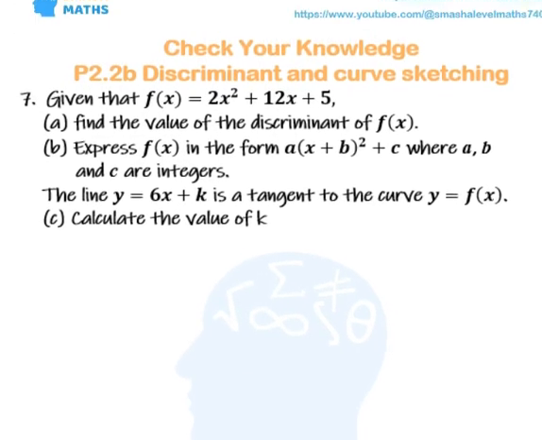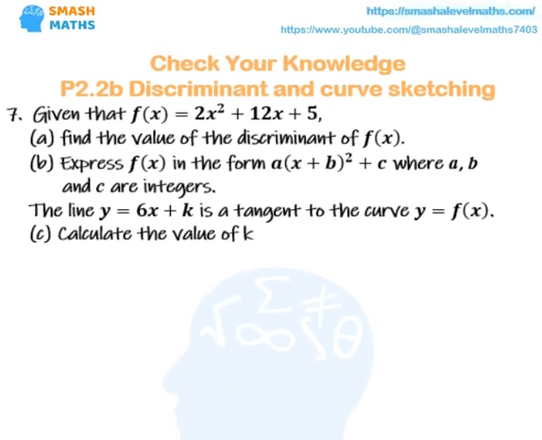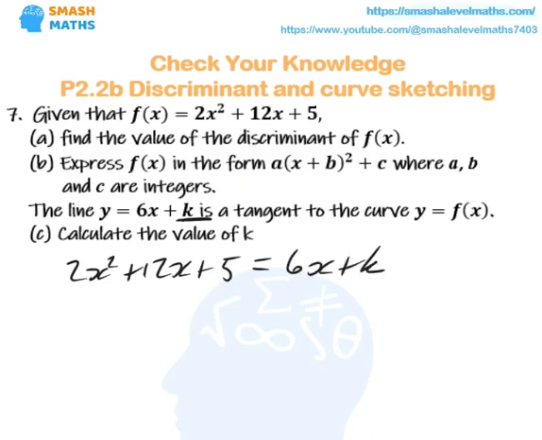And now on we go to part C. So what we've got here, it's a tangent. So we've got to find the value of this thing here, the k. So let's proceed as if we're going to do some solving. So we've got 2x squared plus 12x plus 5 equals 6x plus k. Right, so if we're going to solve this, we just make it a quadratic equal to 0. So let's do that. So we've got 2x squared plus 6x plus 5 minus k equals 0.